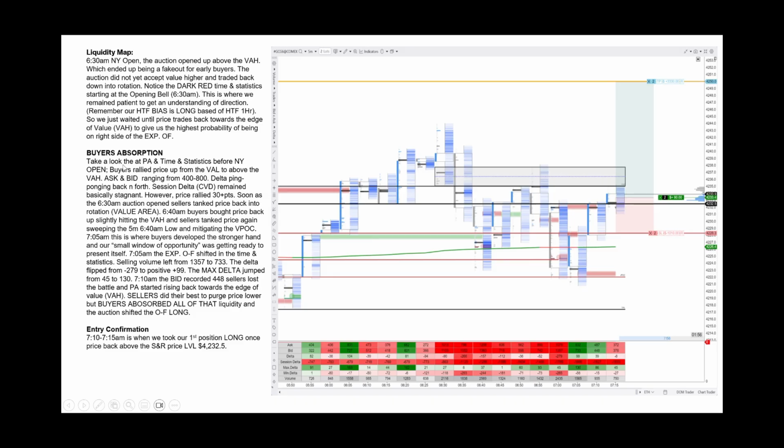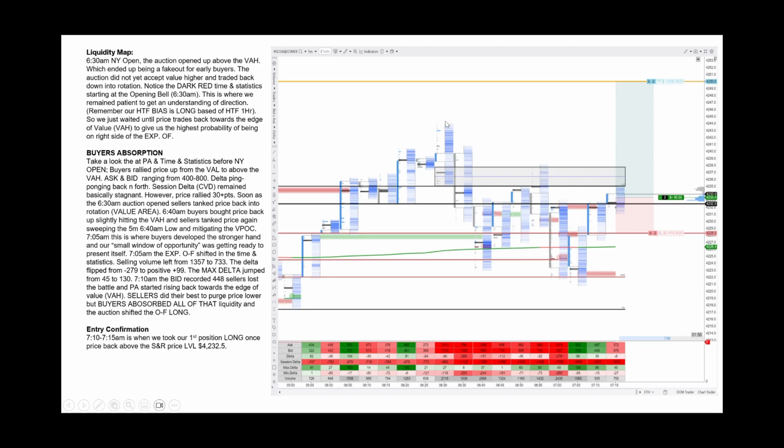So buyer's absorption. Take a look at the price action and time statistics before New York open. As you can see, price was trading, let's just call it around 550 to 555, at the value area low. We rallied to the upside. The value area low was just around 42.17. Price rallied all the way up before.